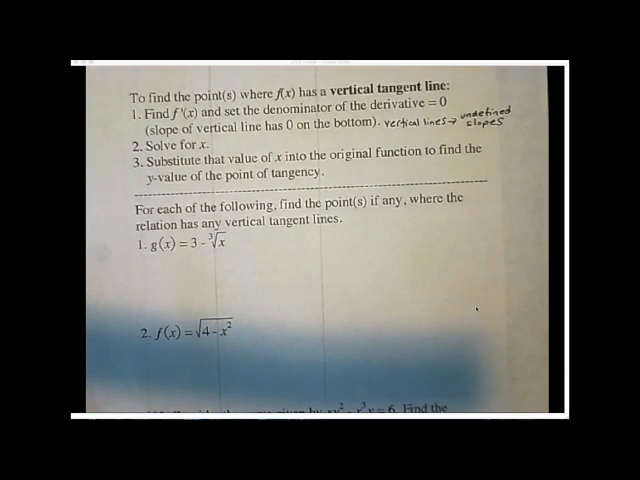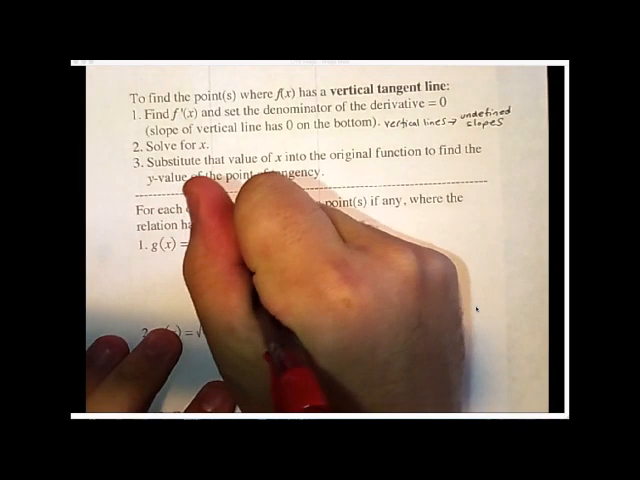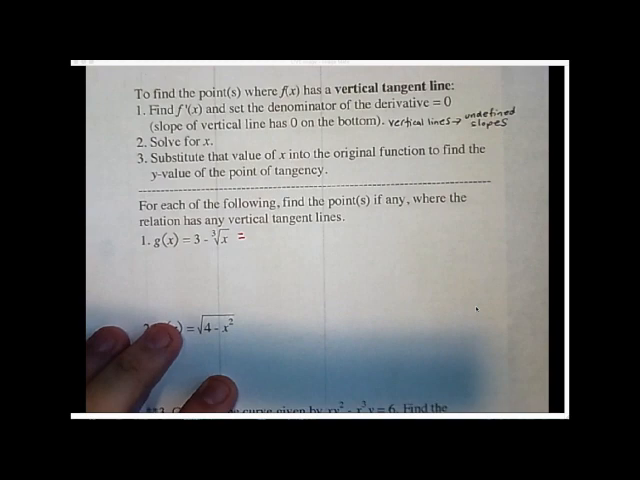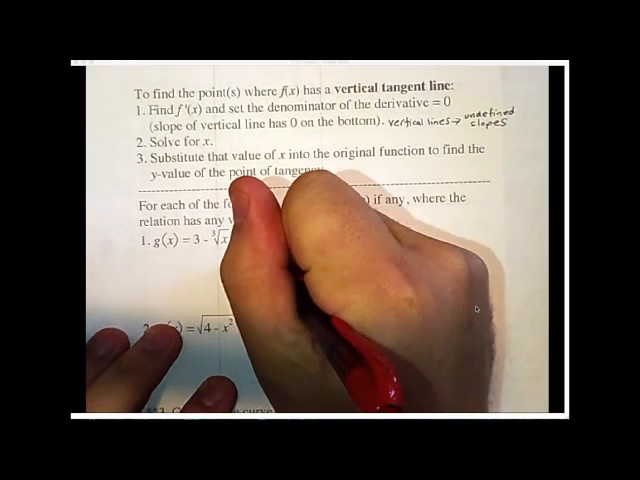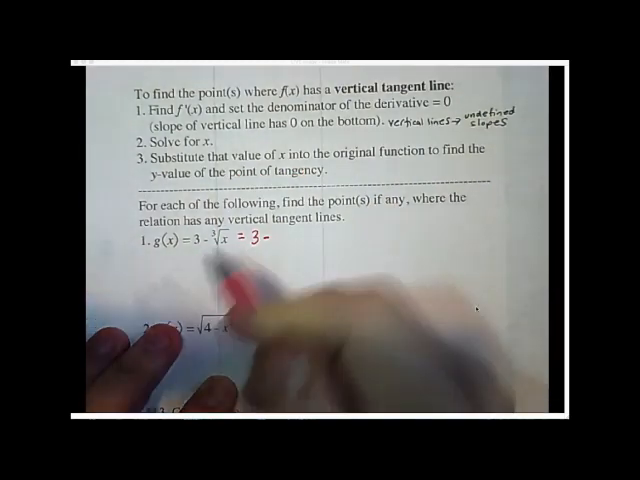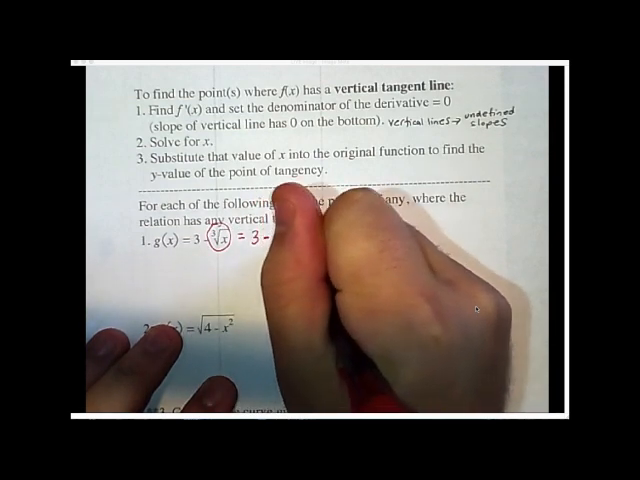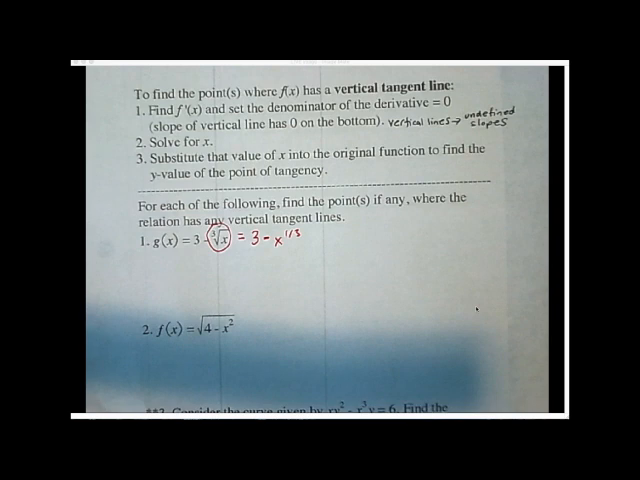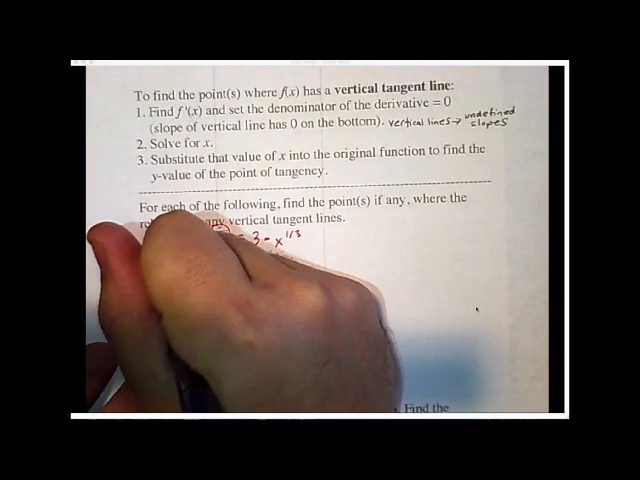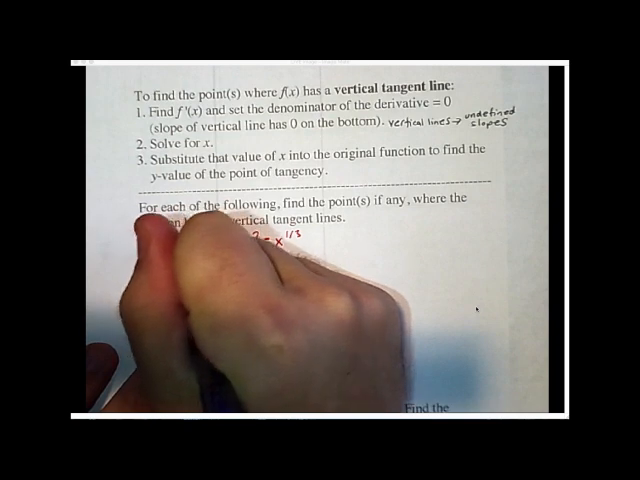Okay, so it says for each of the following, find the point or points, if any, where the relation or the function has any vertical tangent lines. So let's go ahead and rewrite g of x in a way that's easy to take the derivative. So 3 minus, I can rewrite this part as x to the 1/3 power. Now, let's go ahead and find the derivative of that. Let's find g prime of x.